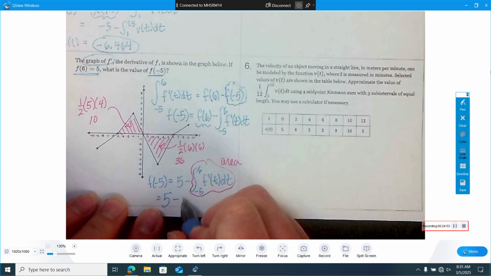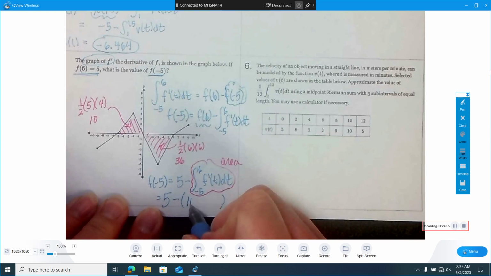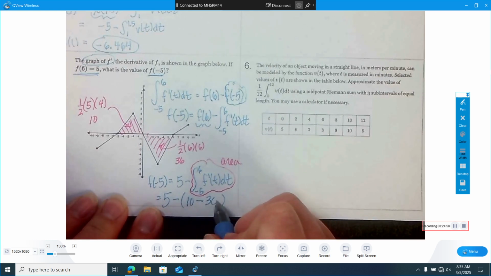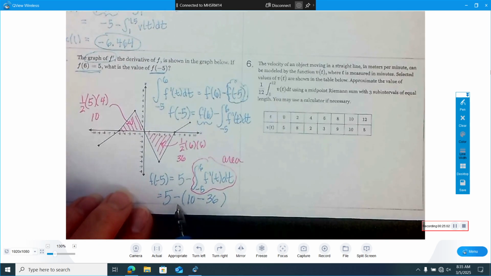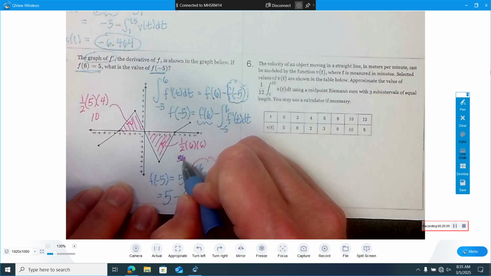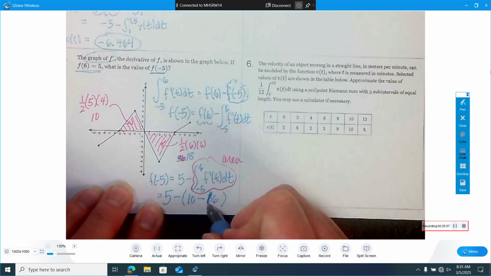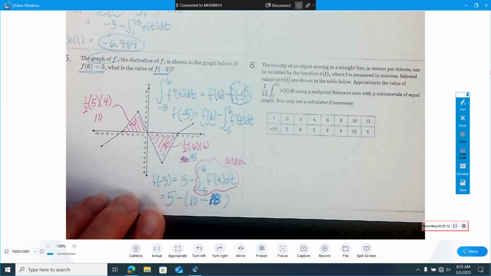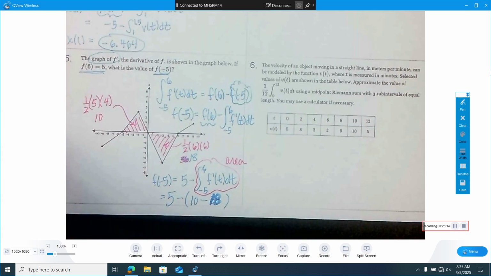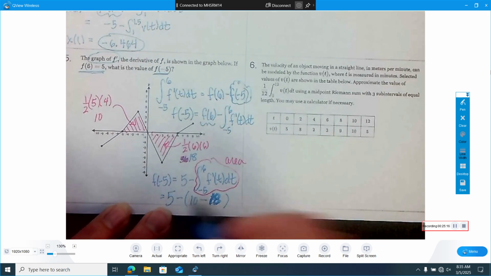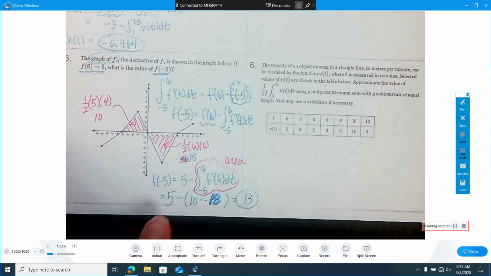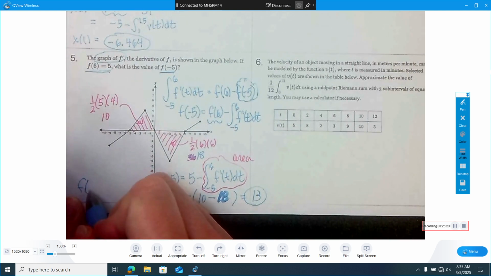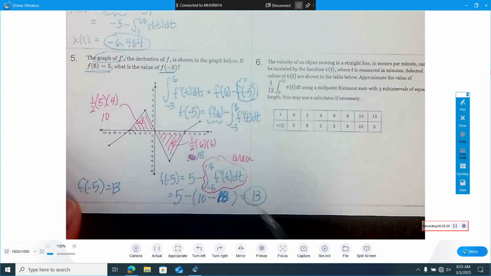So I have 5 minus. The area here would be 10 minus 36, but we have to subtract everything. So you do need to be very, I did not do that right. It'd be 18. Sorry, that's 18. I was like, wait a minute. Forgot one step there. There we go. Thank you, guys. 10 minus 18, which is negative 8. So that becomes 5 plus 8, which gives me 13 for f of negative 5. F of negative 5 is going to equal 13.